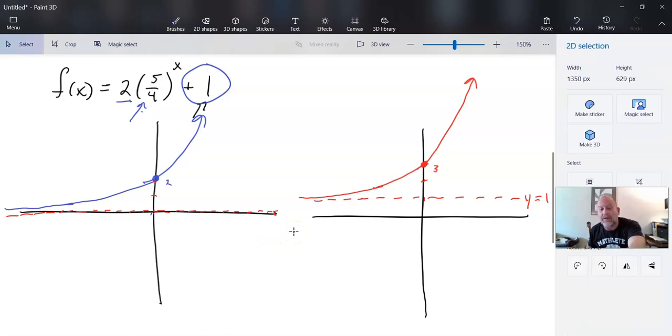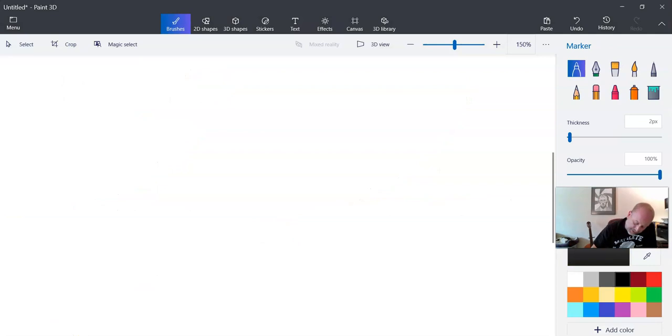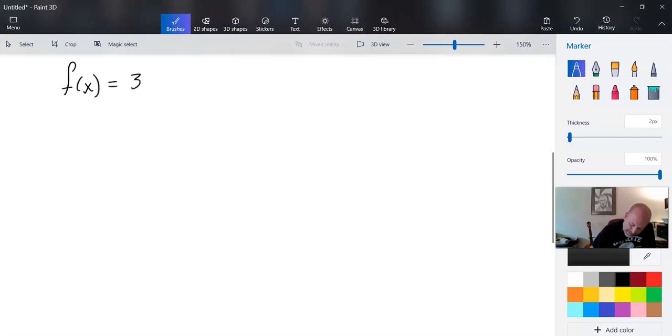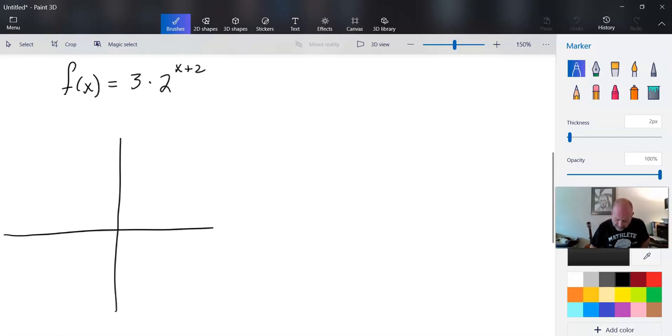Okay, so let's take a look at another one here. Okay, so for this one, let's suppose we have f of x is equal to 3 times 2 to the x plus 2. Okay, so we'll go ahead and take a look at a couple of these things here. So first of all, let's forget about the plus 2 and look at what it would look like without the shift, and then we'll play with the shift.